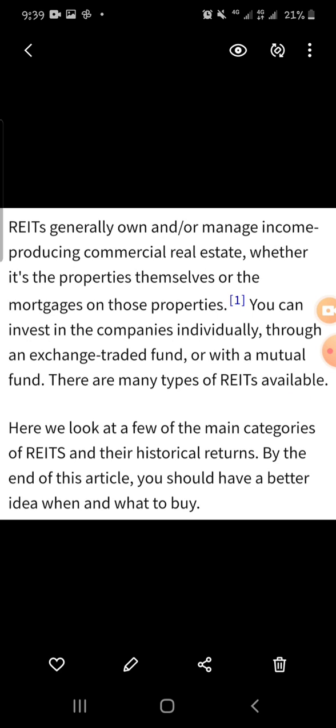Whether it's properties themselves or mortgages on those properties, you can invest in this company through an exchange traded fund or with a mutual fund. So this REIT is just like a trust fund where a company invests in the real estate sector. People pool their funds, and you can use these funds to invest in real estate, and they give you a commission from investing in this real estate investment trust. So it's like a pool of funds.